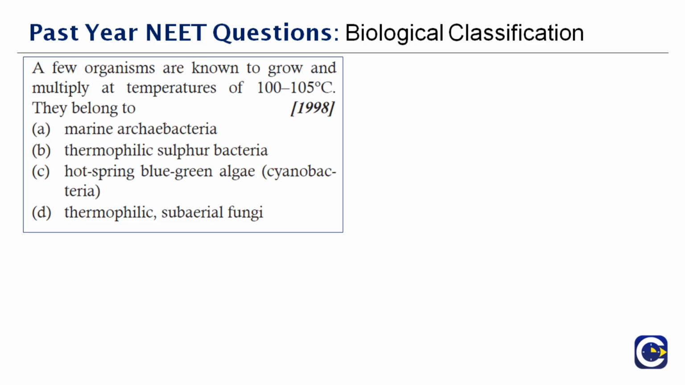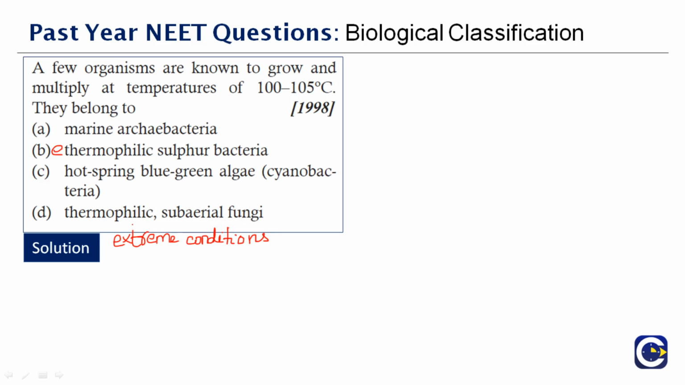Next question here. A few organisms are known to grow and multiply at temperatures of 100 to 105 degrees Celsius. They belong to dash. This is again an easy question. When we go to 100, 105 degrees Celsius, what kind of bacteria could they be? They are the ones which can survive in extreme conditions, right? They are Archaebacteria. We already studied about them in the earlier parts. They can survive in any condition.